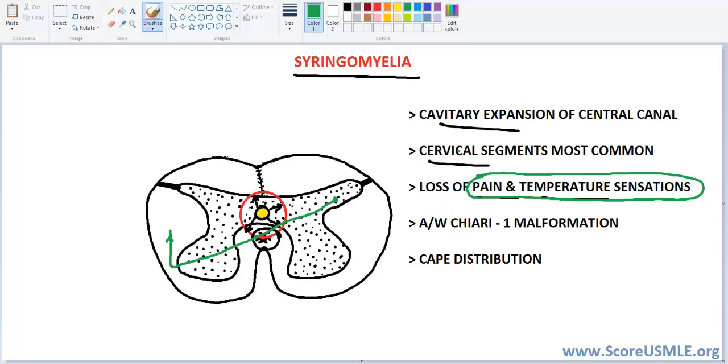Now, also, since the most common segments involved are the cervical segments, which of course is the area of the brachial plexus, that causes the very typical distribution of this pain and temperature sensation loss, which is known as the cape distribution. Basically, in the cape distribution, there's loss of these sensations on the back of the shoulders and also the upper limbs, and that's why cape distribution. Now, syringomyelia is also associated with Chiari 1 malformation. Now, Chiari 1 malformation is a topic of discussion for another video.